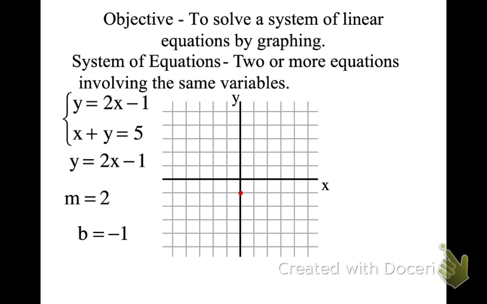So you use rise over run. How much am I going to rise? Rise 2 and run 1. Which way am I running? To the right. I'm going to rise 2, run 1. Rise 2, run 1. Rise 2, run 1.